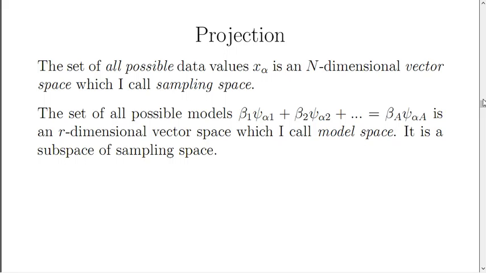Now, the set of all possible models, which is parameters times trial vectors, that's an r-dimensional vector space because we consider the trial vectors to be fixed and we allow the parameters to roam freely, so we only have r degrees of freedom for that possible set. I call that r-dimensional vector space model space, and each model corresponds to a point in sampling space. It's the point if all the noise values were 0. So model space is a subspace of sampling space.